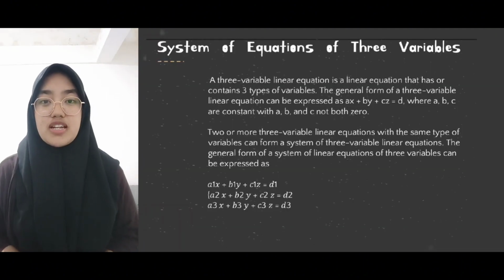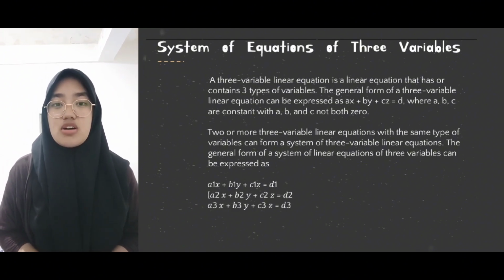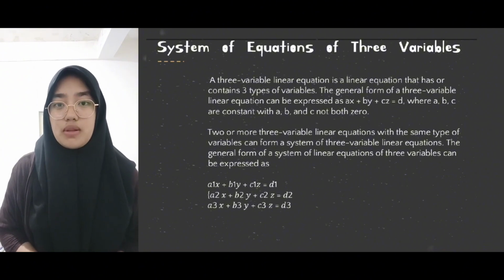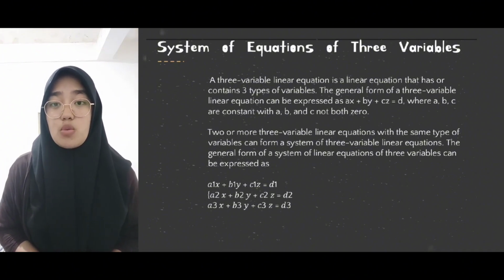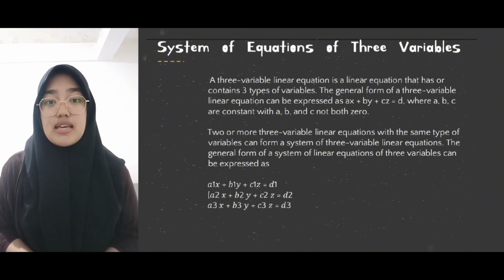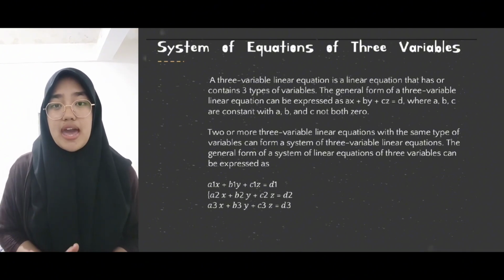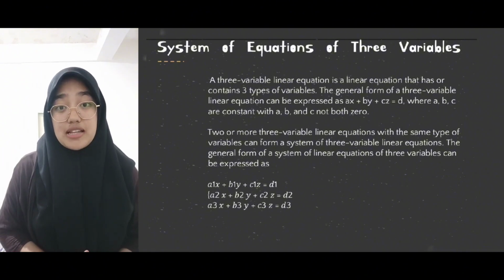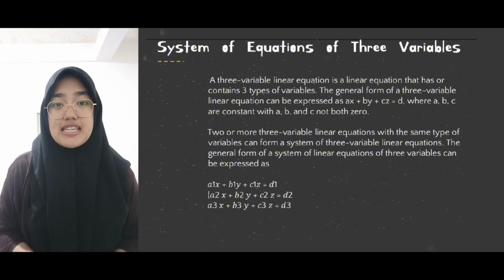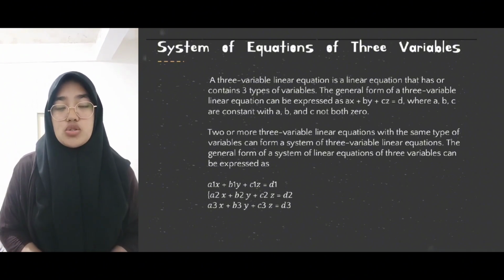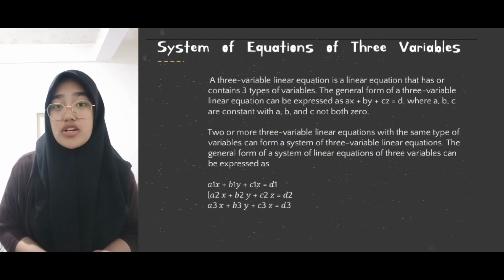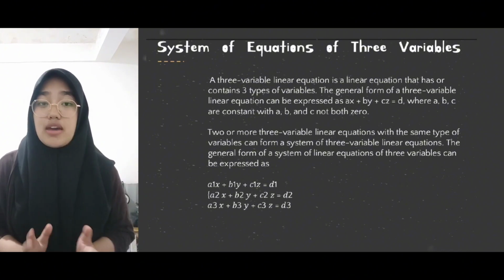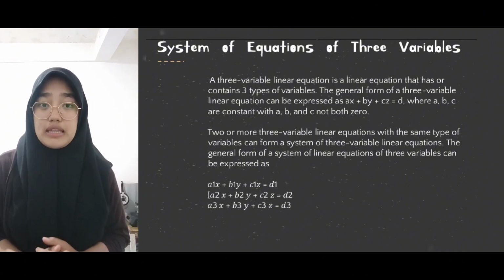System of equations of three variables. A three-variable linear equation is a linear equation that contains three types of variables. The general form of a three-variable linear equation can be expressed as ax plus by plus cz equals d, where a, b, c are constants with a, b, and c not equal to 0. Two or more three-variable linear equations with the same type of variable can form a system of three-variable linear equations.